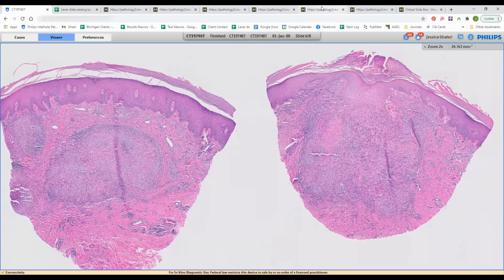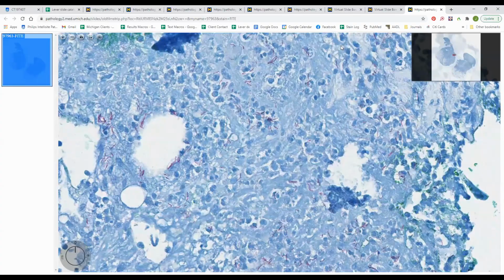So we can take a look here at the Fite stain. Let me just get that pulled up and I will show you the stain. So I apologize, our Fite stain is not working. So this is a representative mycobacterial Fite stain, but these are what the organisms look like. So they're these slender, delicate, rod-like structures.